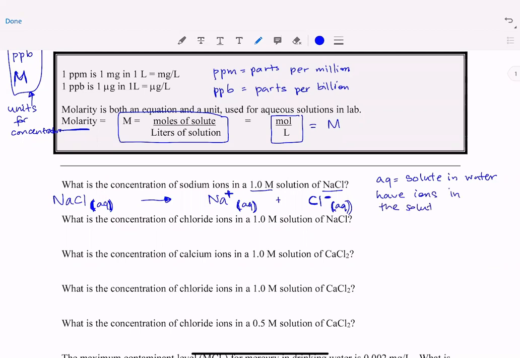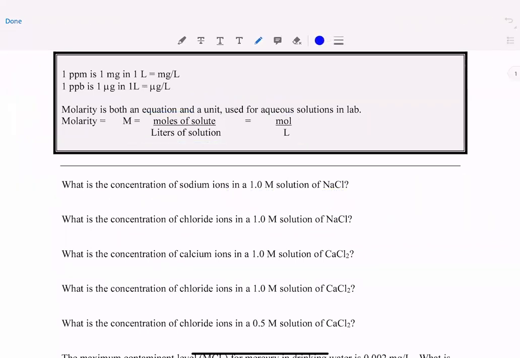You don't have the entire compound. That's the ionic compound that you don't have. What you have instead are these individual ions.